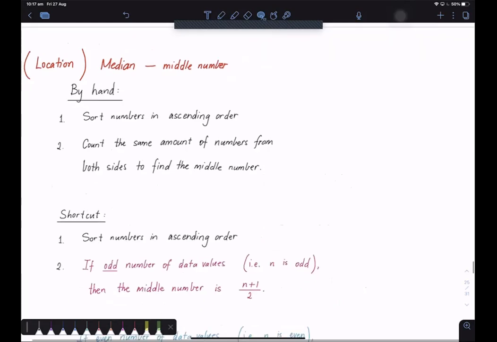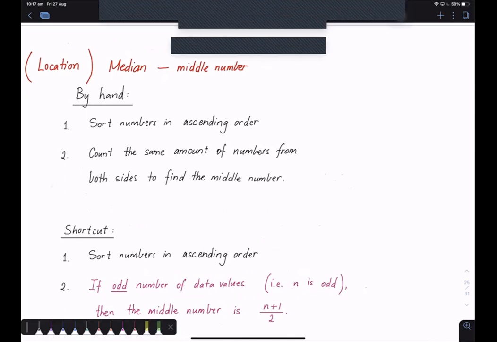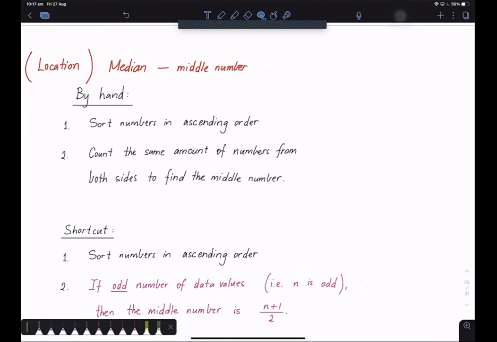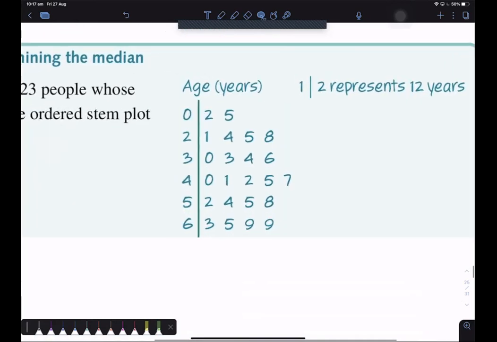Now, I've written out the way that you can do it by hand, right? You have to sort out all the numbers, and then once you sort out all the numbers, then you need to count them from the outside in. Okay, so let me give you an example here. So this is a stem-and-leaf plot. The numbers are increasing here, and from the top we go down. So what we're trying to do is find the middle number, yeah?